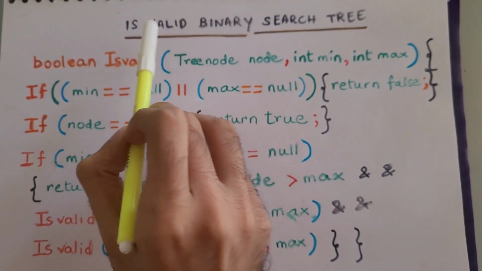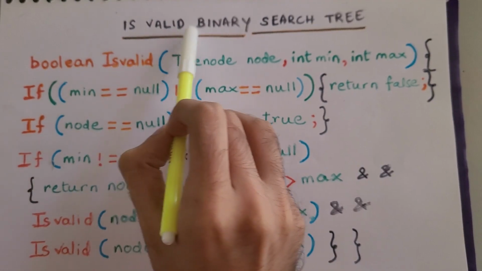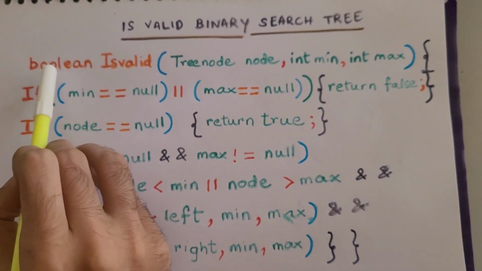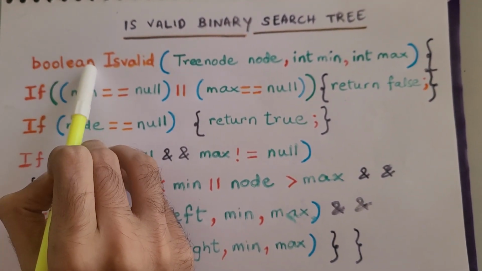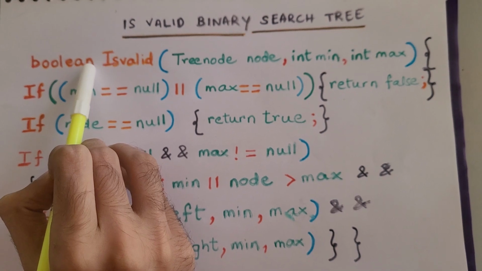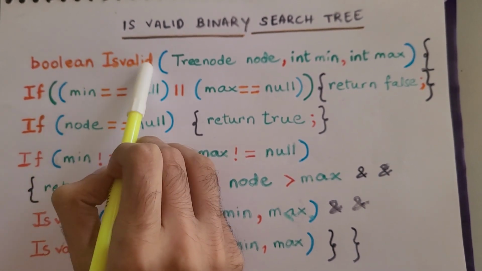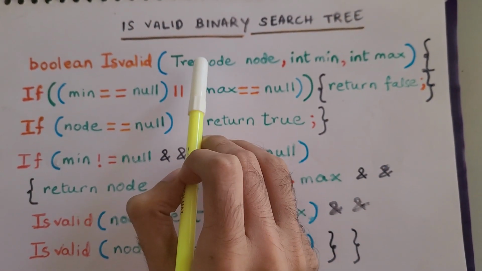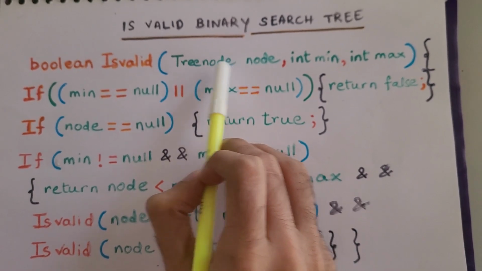Let us dive into the code of is valid binary search tree question. So the method signature suggests that the return type is boolean, which means the output could be true or false. The name of the method is valid. The method takes in three inputs. The object of the tree_node class.